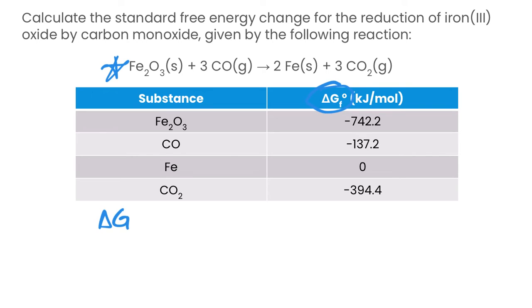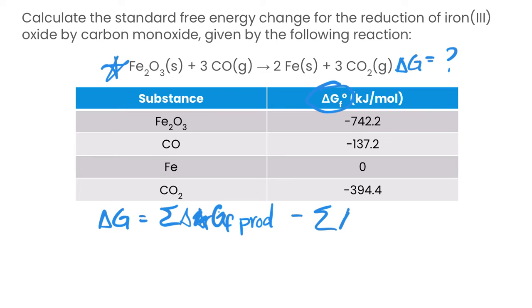So to find the delta G of this reaction, because that's what we're trying to do, we're going to take the sum of all the delta G of formation of the products minus the sum of the delta G of formation of the reactants. We do need to consider the number of moles of each, so we do have to be careful as we're putting that in. So let's start with our products.